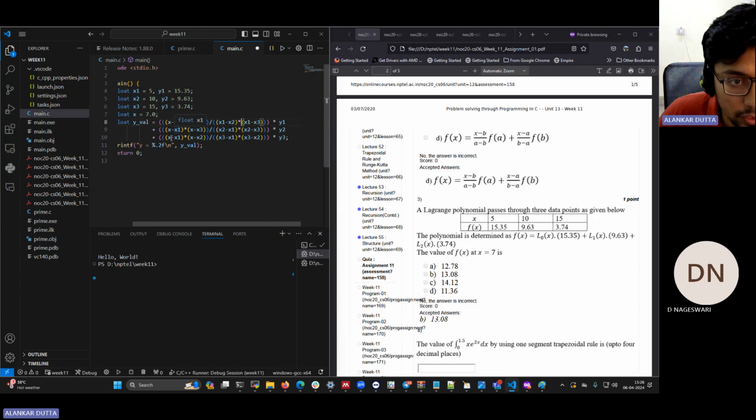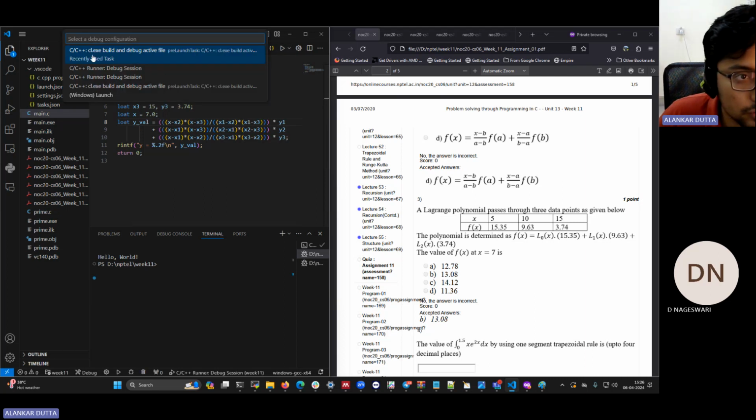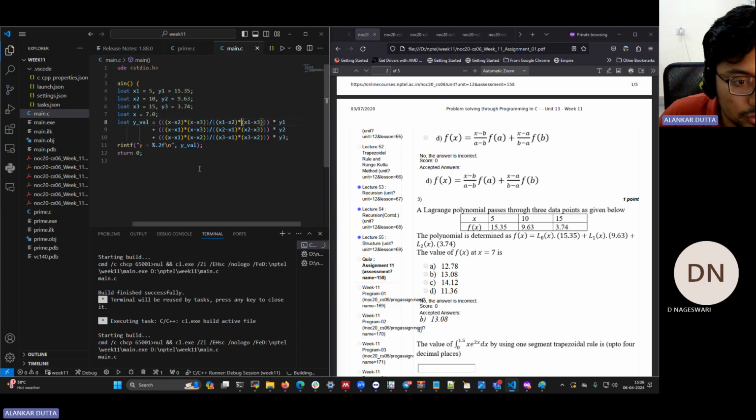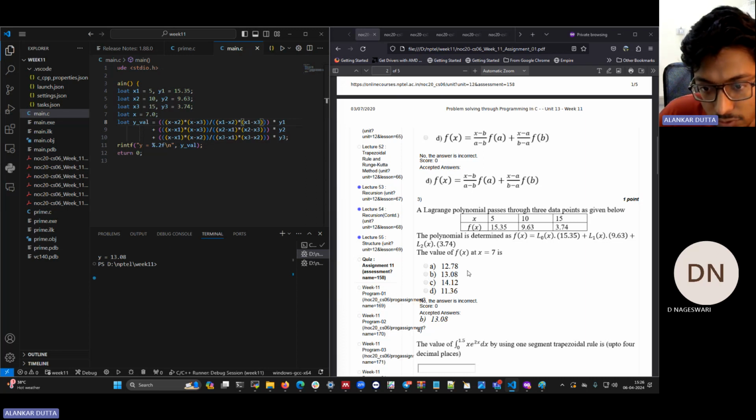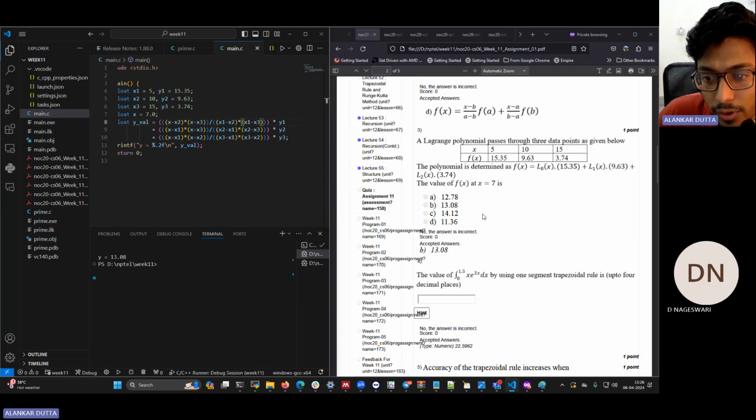Next we move on to basis on x2. So you will have x1 and x3 chosen, and then we move on to basis on x3, where you will have x1 and x2 chosen, right? So we have this. So let's now just run the code. So you see that the value which we have is 13.08, and therefore the right answer you see is 13.08, which is exactly what is required.